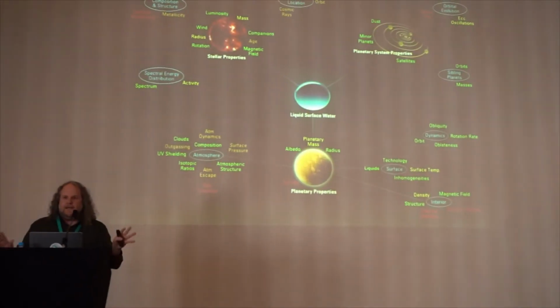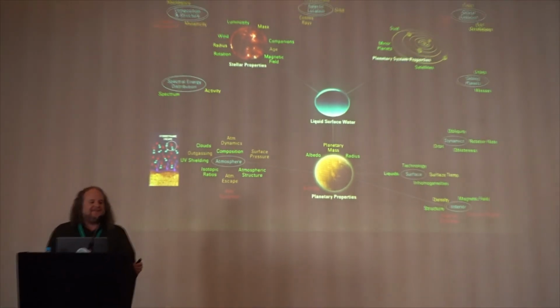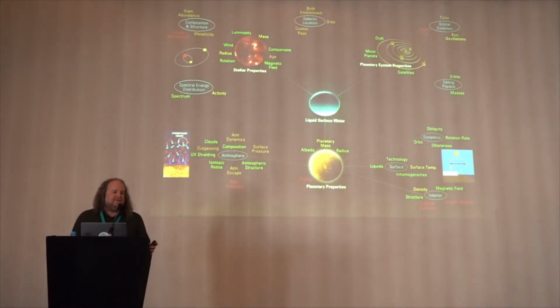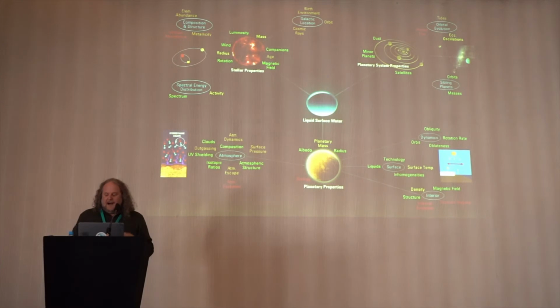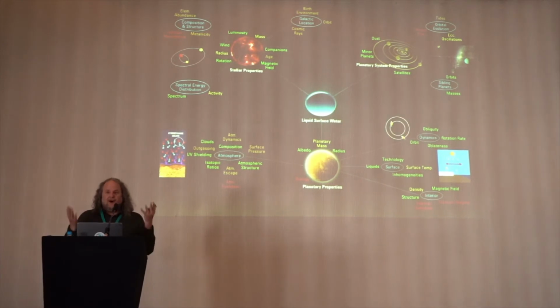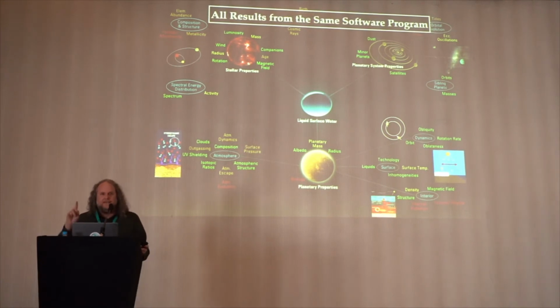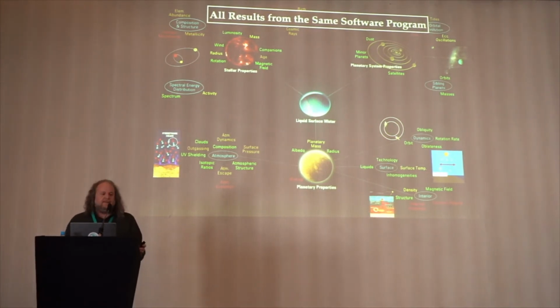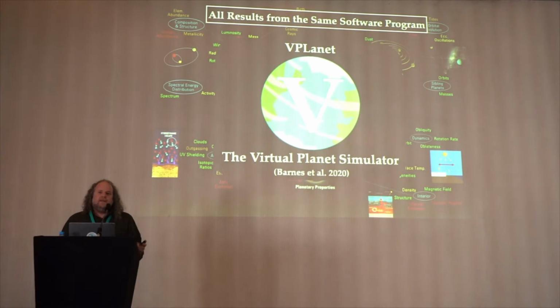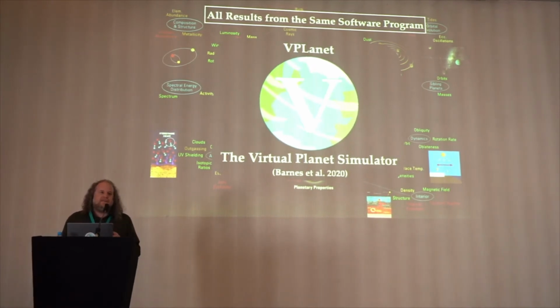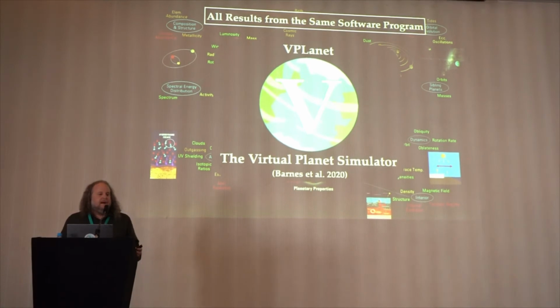All right, so we got through the first part for the most part. I took you on this quick tour around this map of planetary habitability, looking at these different aspects. One thing I didn't tell you, though, is that all of these results that I presented have come from the same piece of software, a single executable that we call vPlanet, or the Virtual Planet Simulator. This is our attempt to unite all of the different physical processes that are relevant for the habitability of a planet or moon in an arbitrary astrophysical setting.